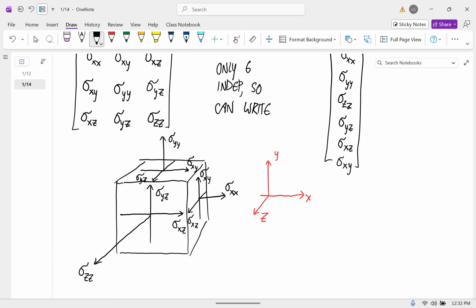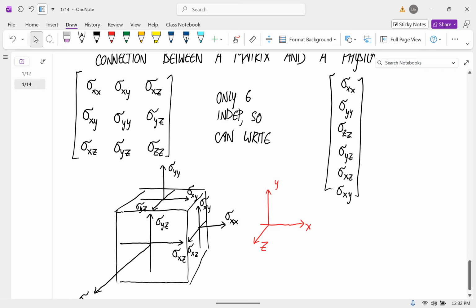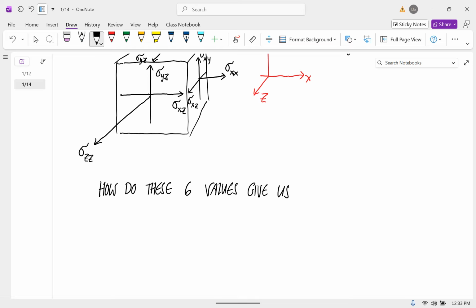Okay, so we're going to want to be able to go back and forth between these two mathematical representations and this physical representation. But now I'm going to go through explaining what these things all mean and why it helps us know anything about the loading in a material. So the question is, how do these 6 values give us the loading at a material point?